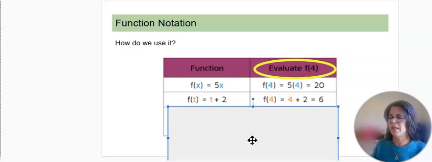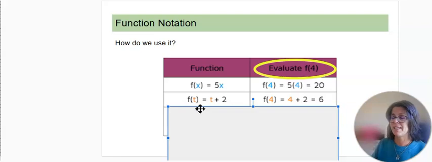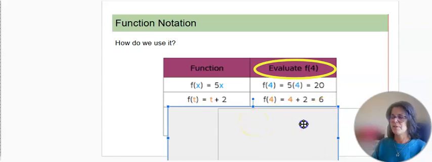We can do the same thing here. Here's a function called f of t. I told you you could use any letter to name the function or as your input. In this case, they didn't use x, they used t. But still, f of 4 means replace the input with 4. So I replace the t with 4. F of 4 is equal to, plug in a 4, plus 2. 4 plus 2 is 6. So f of 4 is equal to 6.